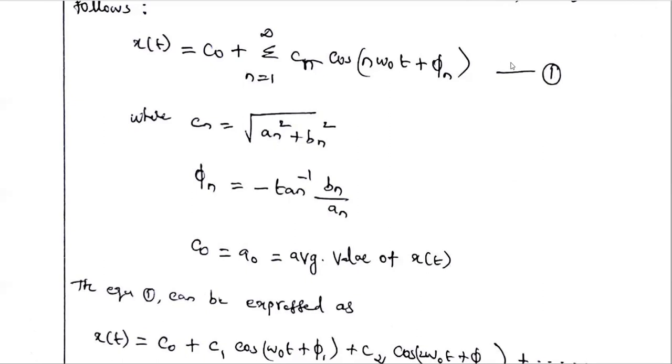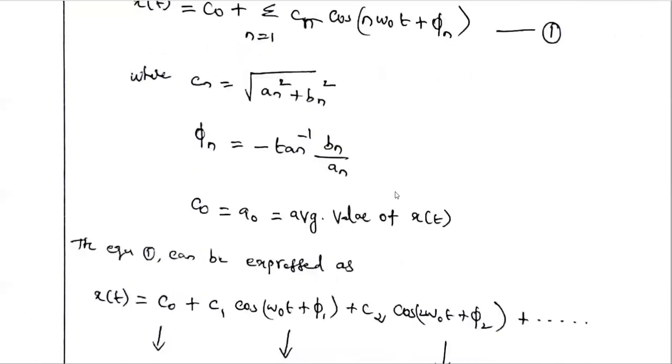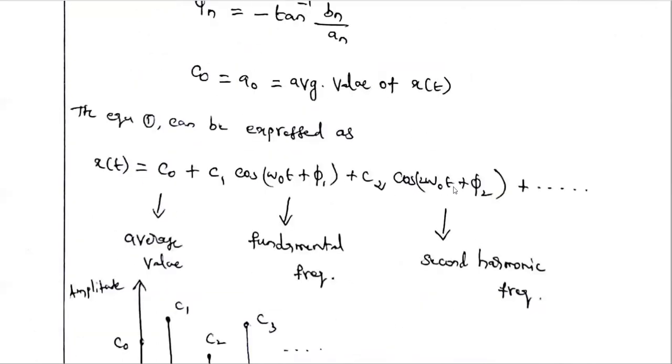If we expand this equation, we get c naught plus, putting n equal to 1, c1 cos of omega naught t plus phi 1, plus c2 cos of 2 omega naught t plus phi 2, and so on. In this representation the given signal x of t is expressed as an addition of cosine terms. This cos omega naught t is the fundamental frequency component, cos 2 omega naught t is the second harmonic, then the third harmonic, and so on. This representation is called the cosine Fourier series or polar Fourier series.